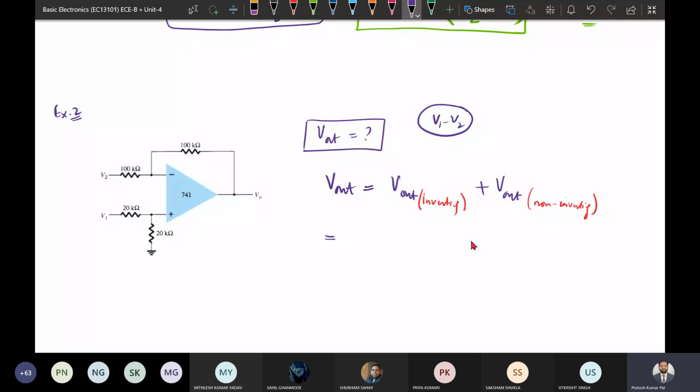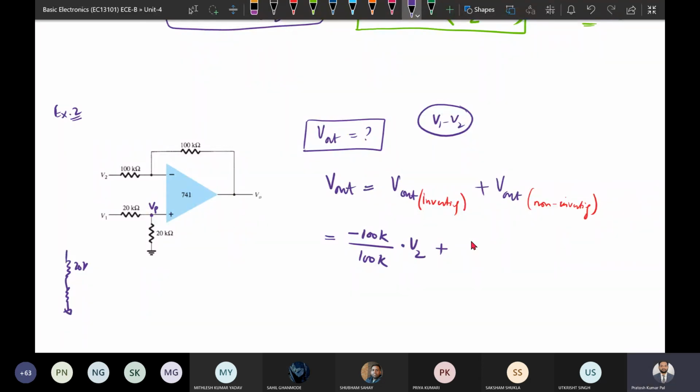So output in case of inverting, we already know it will be minus Rf by R1. So Rf is 100k divided by R1, which is also 100k, multiplied by V2, whatever the input is there. So this will be the case of inverting. In the non-inverting case, we need to find out Vp. So Vp we can separately find out.